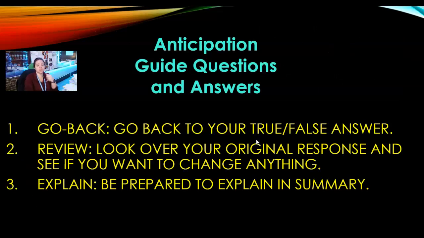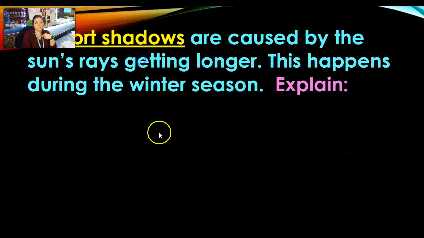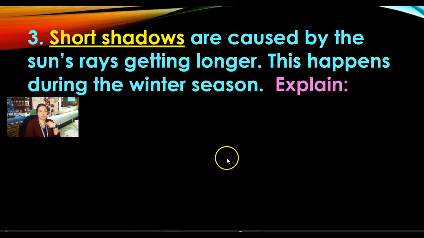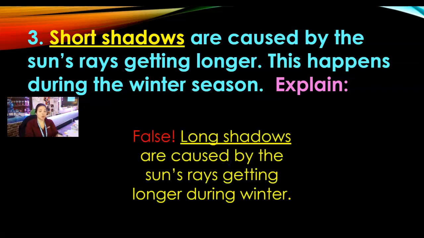All right, hop back to the anticipation guide. We're going to answer these questions real quick. Sorry, move that. Shortest shadows are caused by the sun's rays getting longer. This happens during the winter season. This is false. The longer shadows are caused by the sun's rays getting longer during the winter. So longer shadows, longer rays gives you winter. Shorter shadows, shorter rays gives you summer.